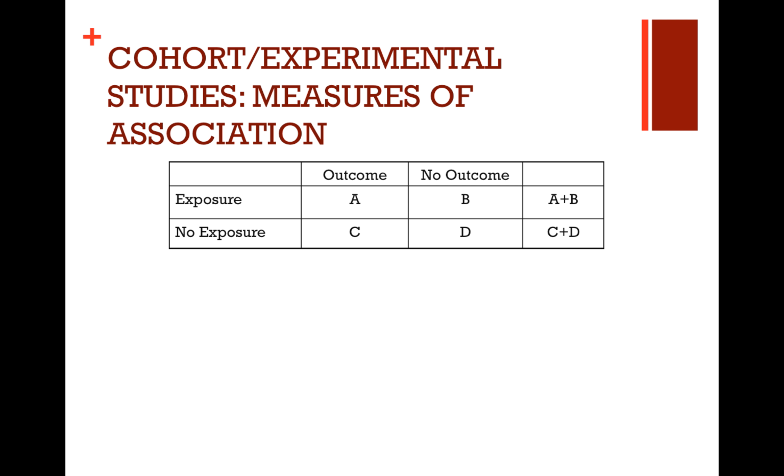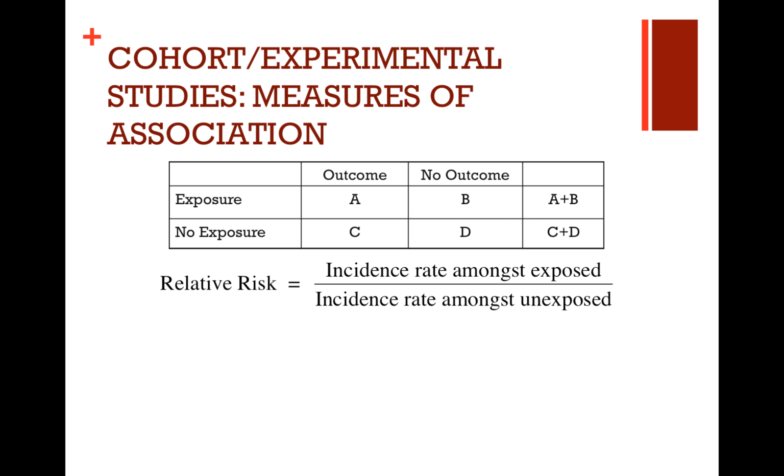And so the measure of association for a cohort or experimental study is a little bit different than that for a cross-sectional or case control. Cross-sectional and case control, we use odds ratios. And in cohort, what we're looking at is not the odds of exposure amongst cases over the odds of exposure amongst controls, but the incident rate amongst the exposed over the incident rate amongst the unexposed. So instead of looking down the columns, we're looking across the rows.